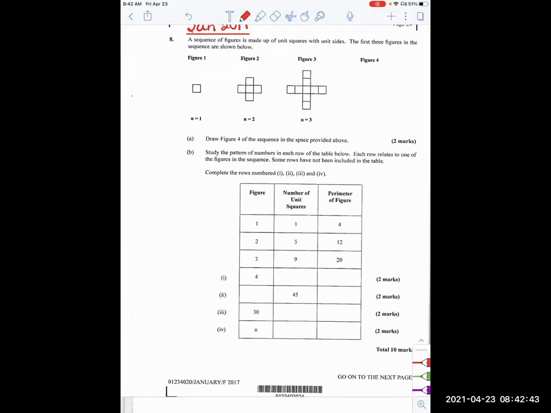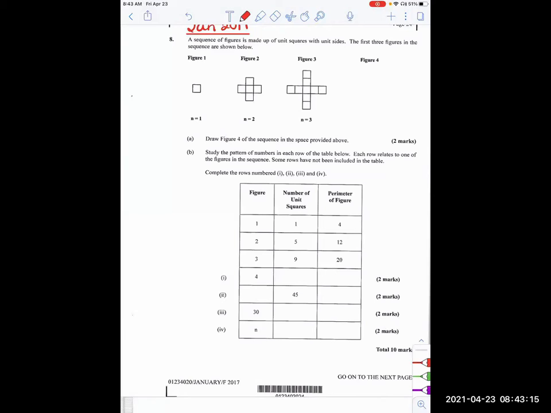A sequence of figures is made up of unit squares with unit sides. The word unit means that the length is 1 cm. So unit means 1 centimeter. The first 3 figures in the sequence are shown below.